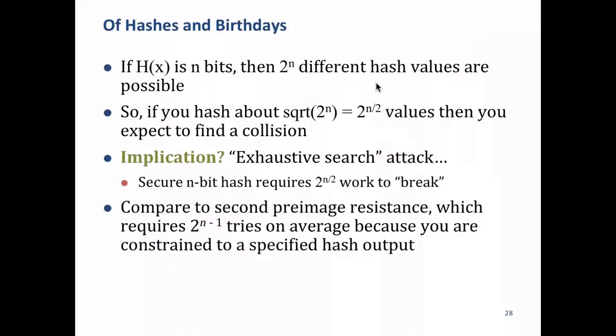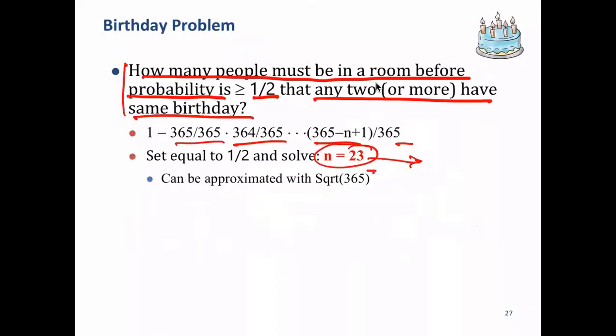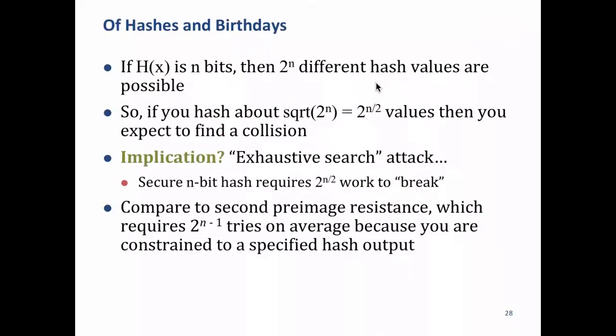All right, and why are we trying to compare birthdays? Because it's the same as collision resistance, right? So basically, from this you can find out this is approximately the square root of 365, and so an n-bit hash will require 2 raised to the power n by 2 work to break it, where n is the number of bits in the hashed output. Okay.